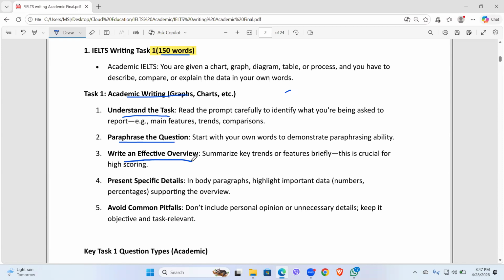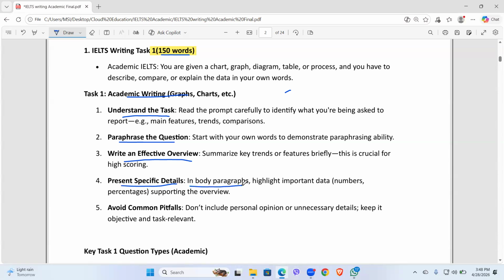Second paragraph, you can write overall or overview. In overview, what to write? What is the main point? What is the highest point? What is the highest percentage? Which one is the lowest percentage? What about the trend? Main feature? What are the changes? And overview can be written in the second paragraph as well as in the final paragraph. Okay, that is overview. And body paragraph, normally one body paragraph, sometimes two body paragraphs.